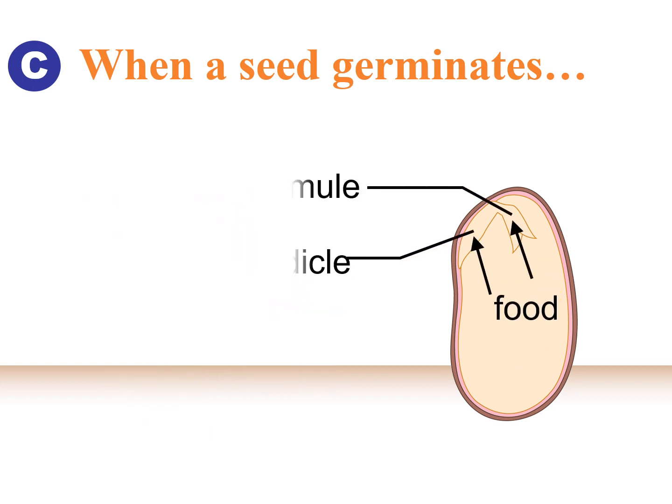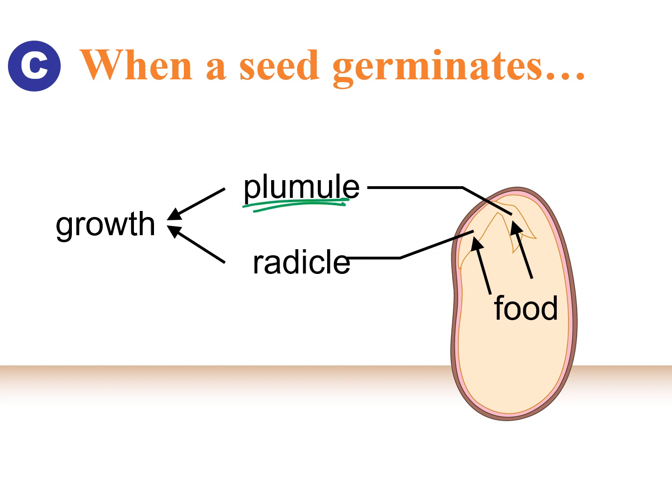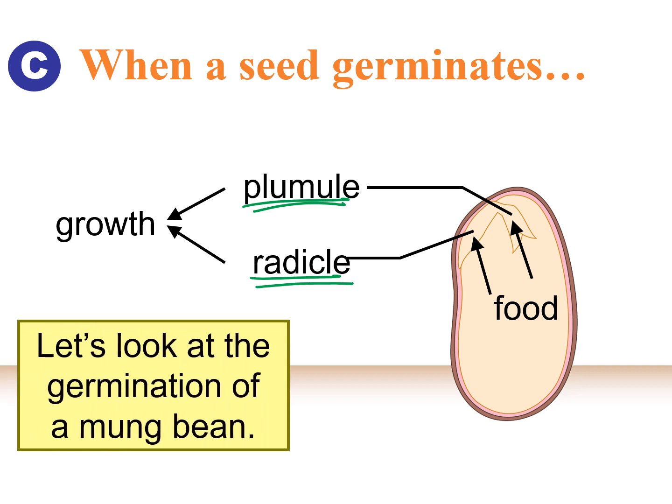With the food broken down and a lot of energy, the plumule and the radicle will both grow. Plumule will become the leaves, later on radicle will become the root, and now seed germination starts. Let's take a look at the germination of a mung bean.